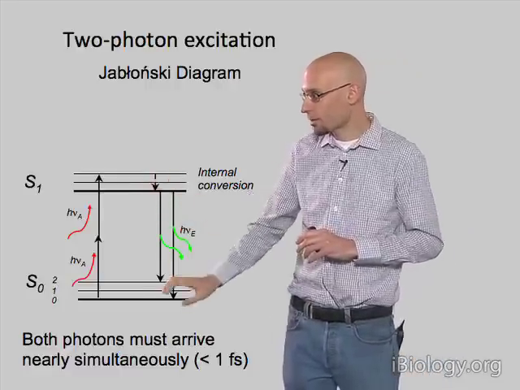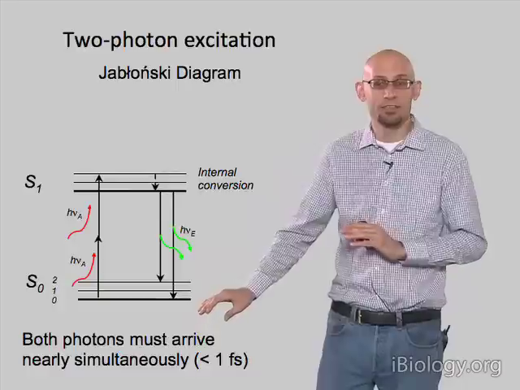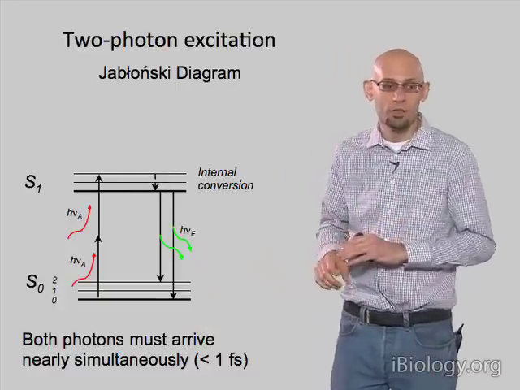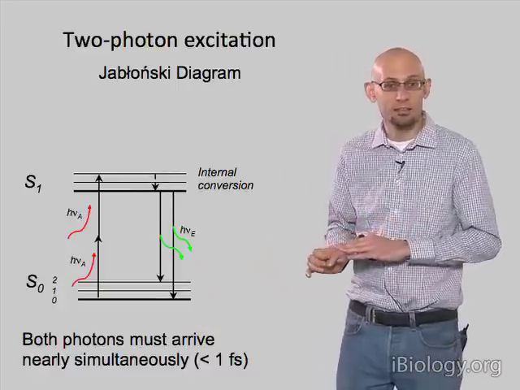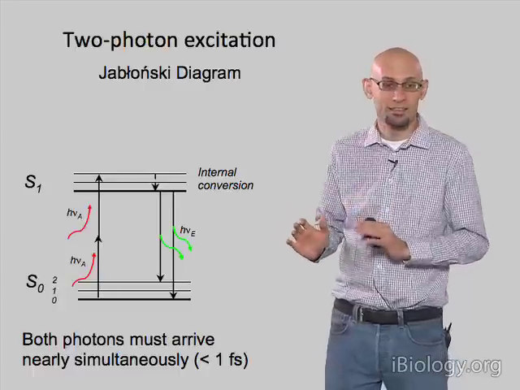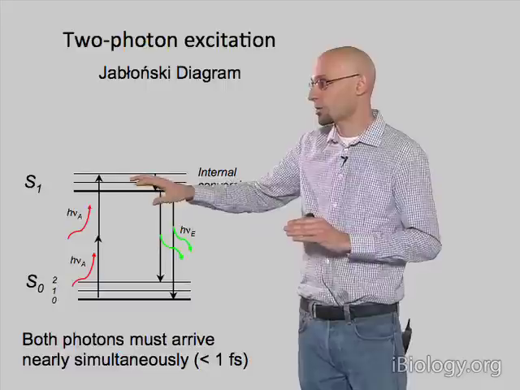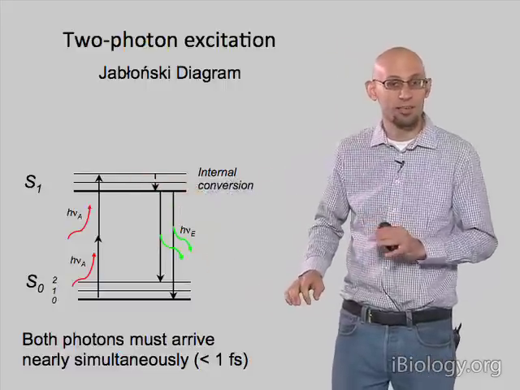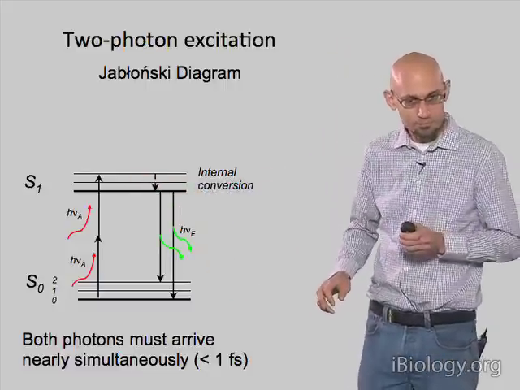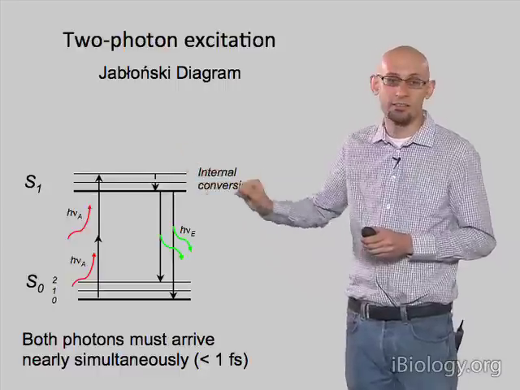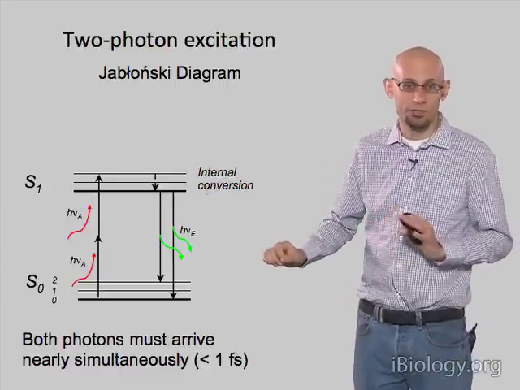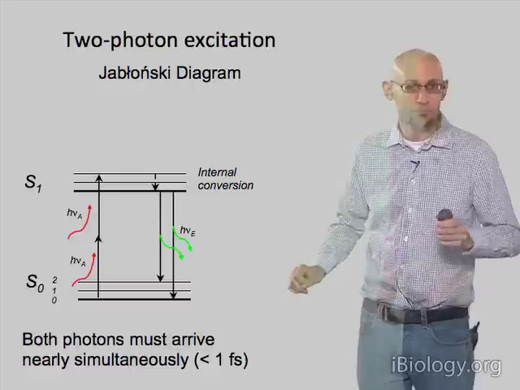The trick to making it work is that the photons have to arrive nearly simultaneously within a femtosecond, so 10 to the minus 15th of a second. So essentially, instantaneously at the sample, these 2 photons have to arrive, be absorbed, and then that will promote the molecule to this excited state where it can then fluoresce. And this idea is called 2-photon excitation, or more generically, multi-photon excitation.